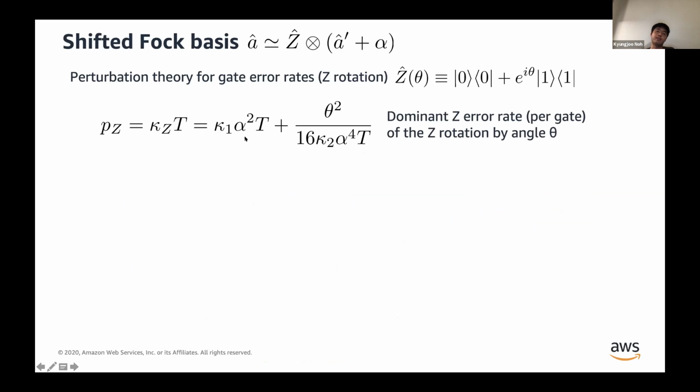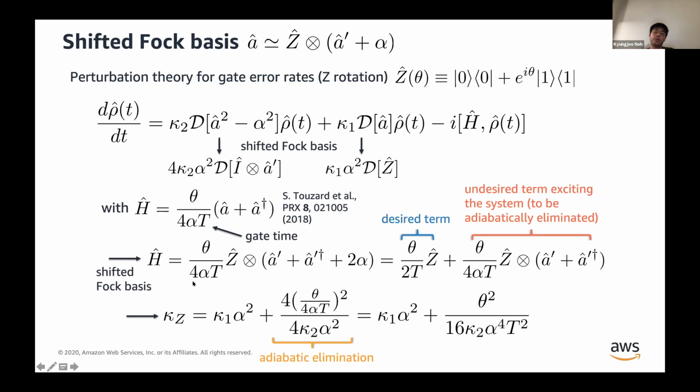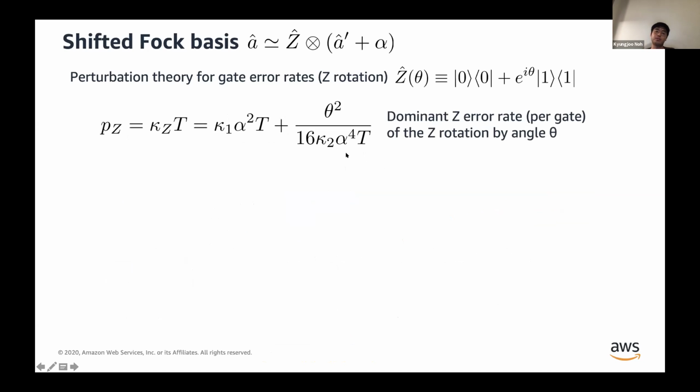So on one hand, we want to do this gate faster because then we are going to suffer less from the single photon loss or single excitation loss. But if we want to do the gate faster, we should have a stronger Hamiltonian. And that means that it's more likely to have this undesired excitation from the code space. And therefore, this non-adiabatic error is going to be enhanced. So we have to balance these two different conflicting factors.